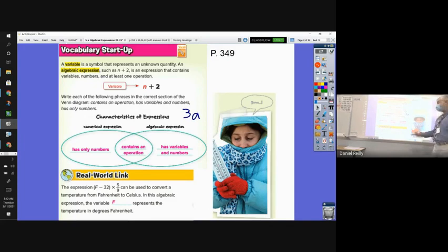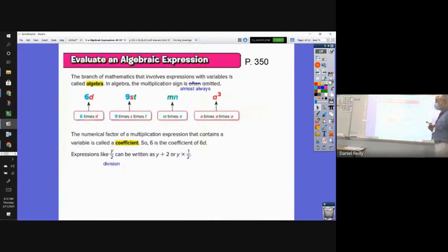All right, so F represents the temperature in Fahrenheit, which you get to pick, and then you can evaluate this expression and figure out what the Celsius temperature is, which we'll probably do in an example later on.